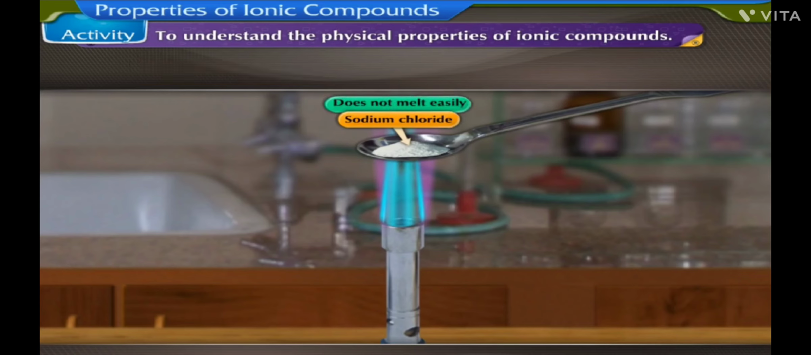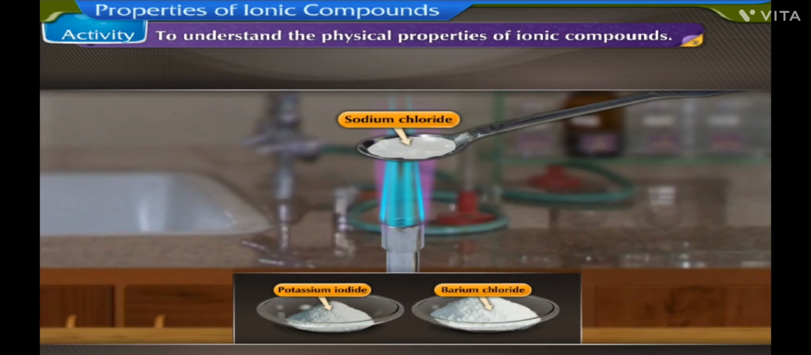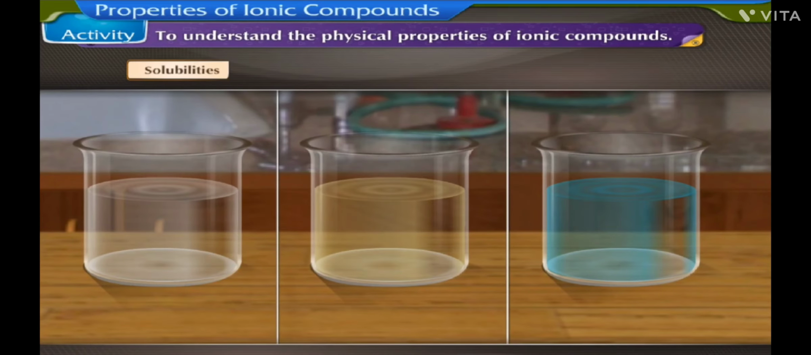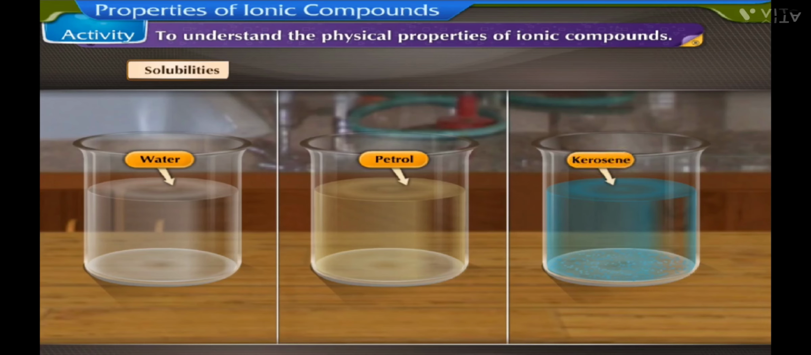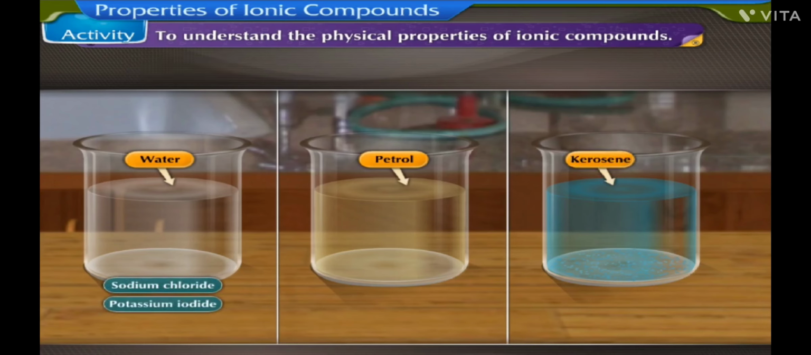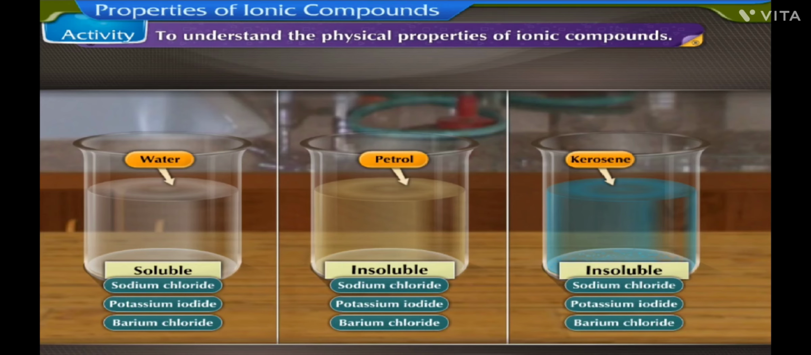Sodium chloride does not melt easily. On heating strongly, it melts and gets converted to the liquid state. Potassium iodide and barium chloride also melt after prolonged heating. Now let us check the solubilities of each of these samples, first in water, then in petrol, and finally in kerosene. Sodium chloride, potassium iodide, and barium chloride are all soluble in water. All the 3 salts are insoluble in petrol. Now let us see whether they are soluble in kerosene. All the 3 salts are insoluble even in kerosene.